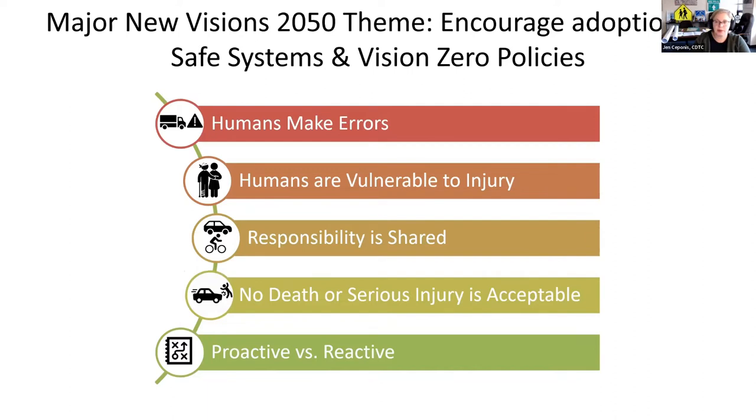The New Visions plan has some big themes, and one of them is safety and encouraging the adoption of safe systems and Vision Zero policies. Really looking at designing roads for safety over speed as the foundation for creating a safe system.